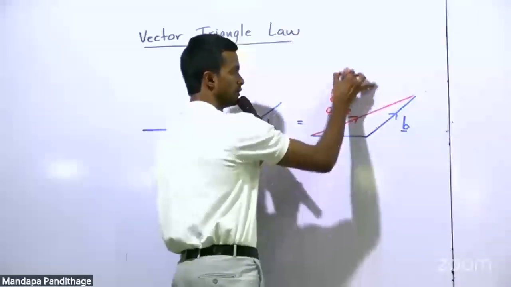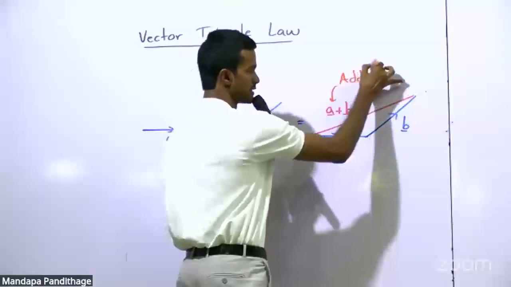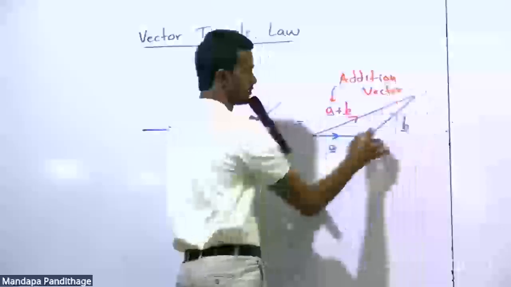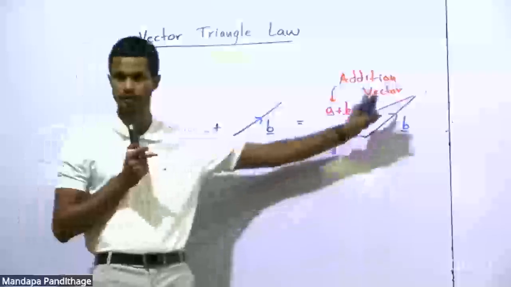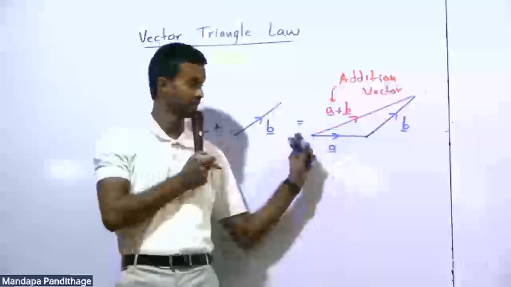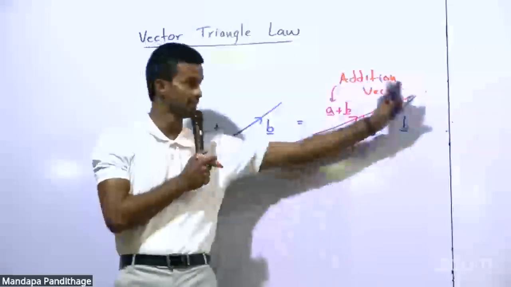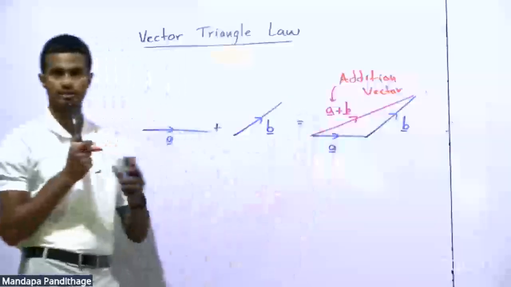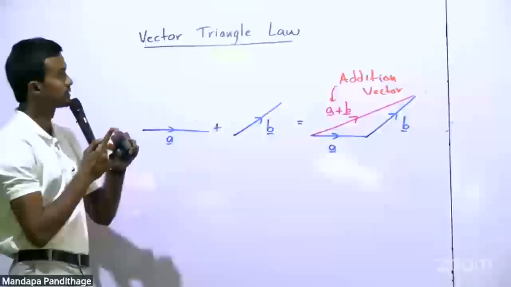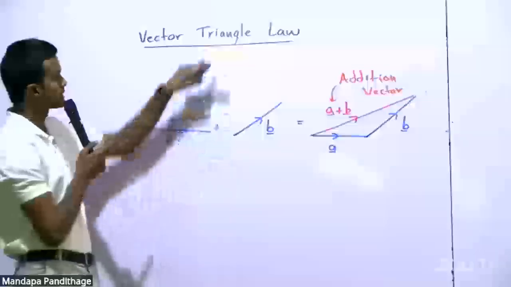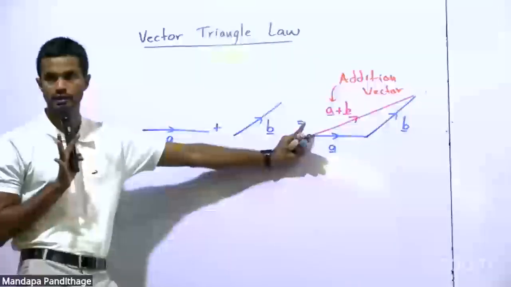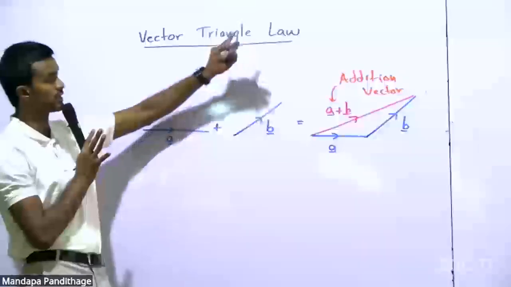So how did we do this? First, draw one vector. From the point where we stop this vector, draw the second one. Then the vector connecting the starting point and the end point is the addition vector. But there is a topic called vector triangle law, so this is what is happening here. What does the vector triangle law state?